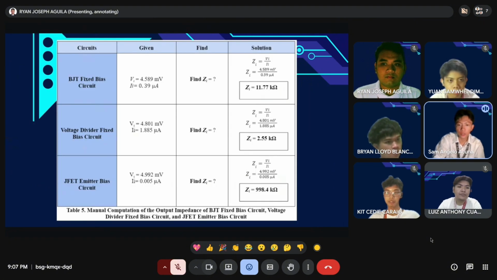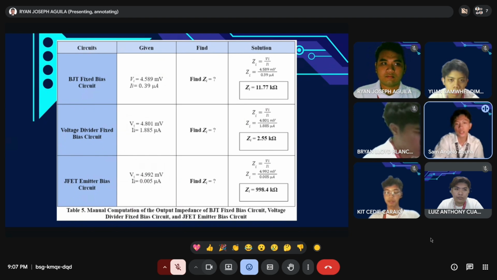For the JFET emitter bias analysis, which is in figure 2.3, which is the junction field effect transistor with a 1 million ohm resistor, the voltage drop is almost non-existent, moving from 9.9925 millivolts to 9.992 millivolts. The result is that the input current is negligible at 0.005 milliamperes.